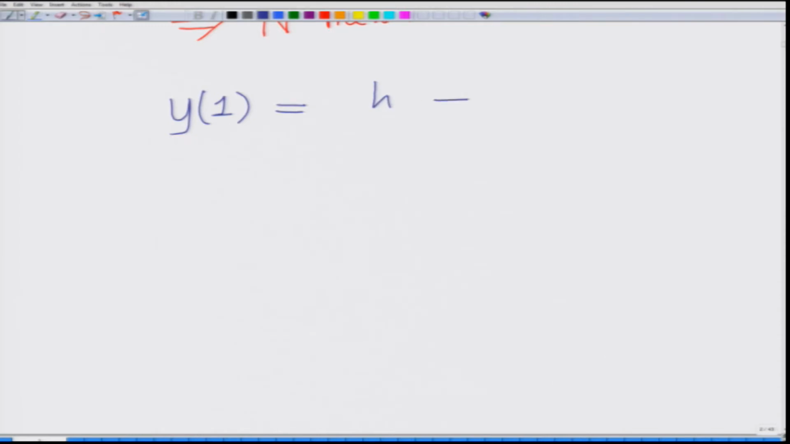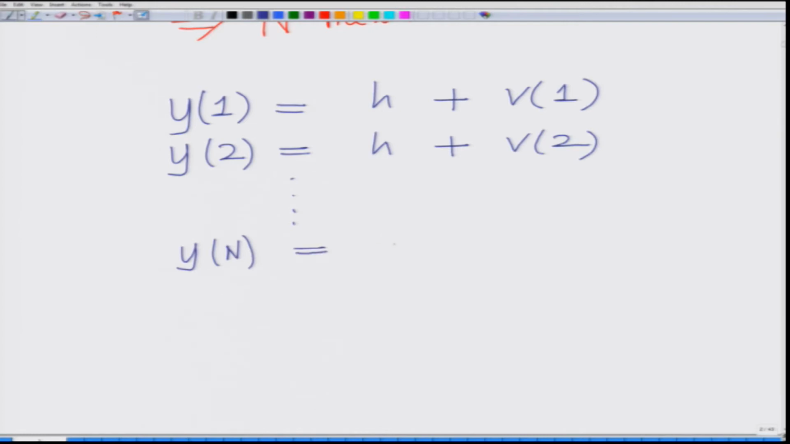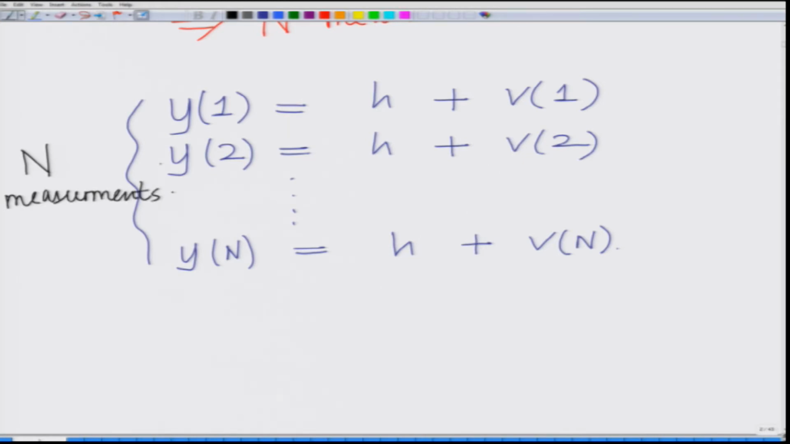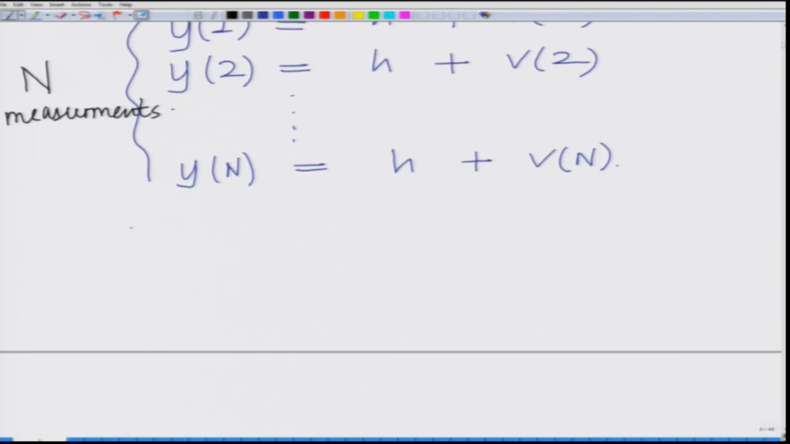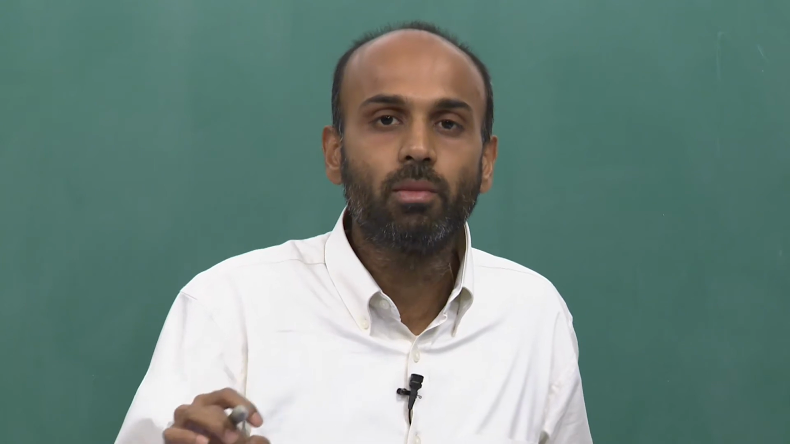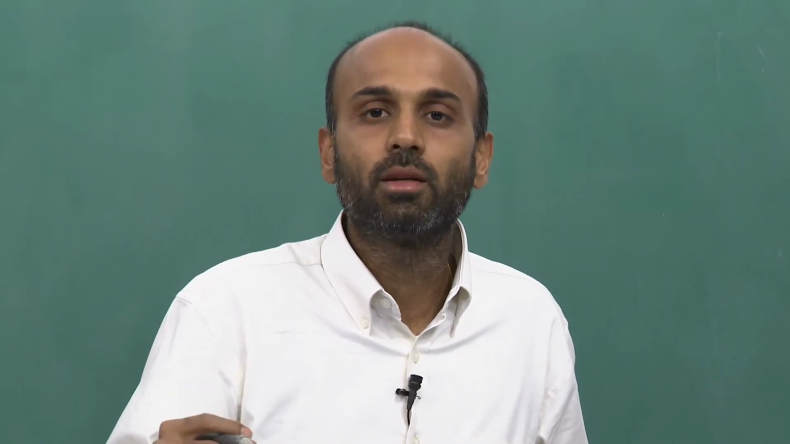Okay. So, the n measurements can be denoted as y 1 equals h plus v 1, y 2 equals h plus v 2, and so on, y n equals h plus v n. Okay. So, these are your n measurements. N measurements of the same parameter, mind you, that is important to keep in mind. So, you have multiple measurements of the same parameter from which you are trying to estimate this parameter H.